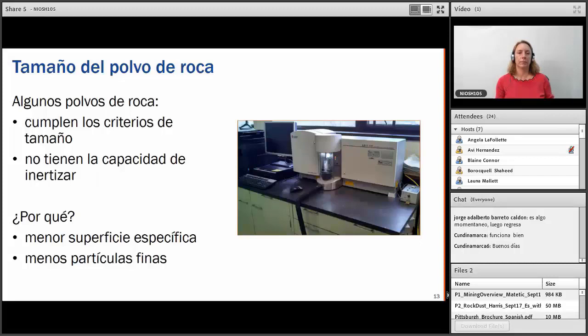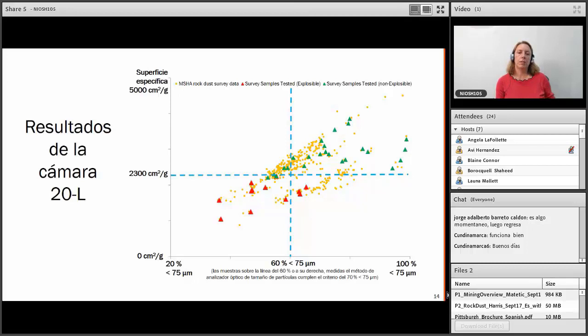To demonstrate that, I have a graph here that shows various samples that were collected from mines. The yellow samples here are the samples that were collected from the mines, and they demonstrate the variety of particle size distribution.